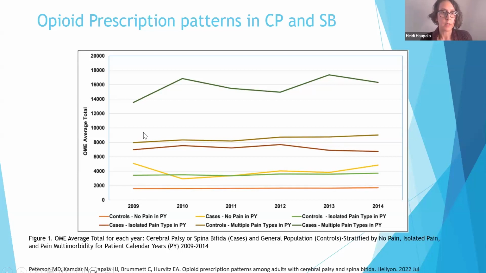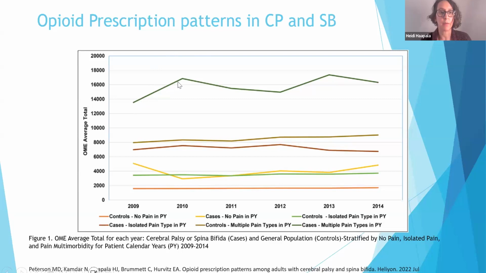Then there's a few other bars that say isolated, like just one pain complaint in the last year or multiple pain complaints. And it compares cases and controls. They're all kind of in this little bit higher range. This top line is the one that's really important. This is the amount of opioids given to people with cerebral palsy or spina bifida with multiple pain types.